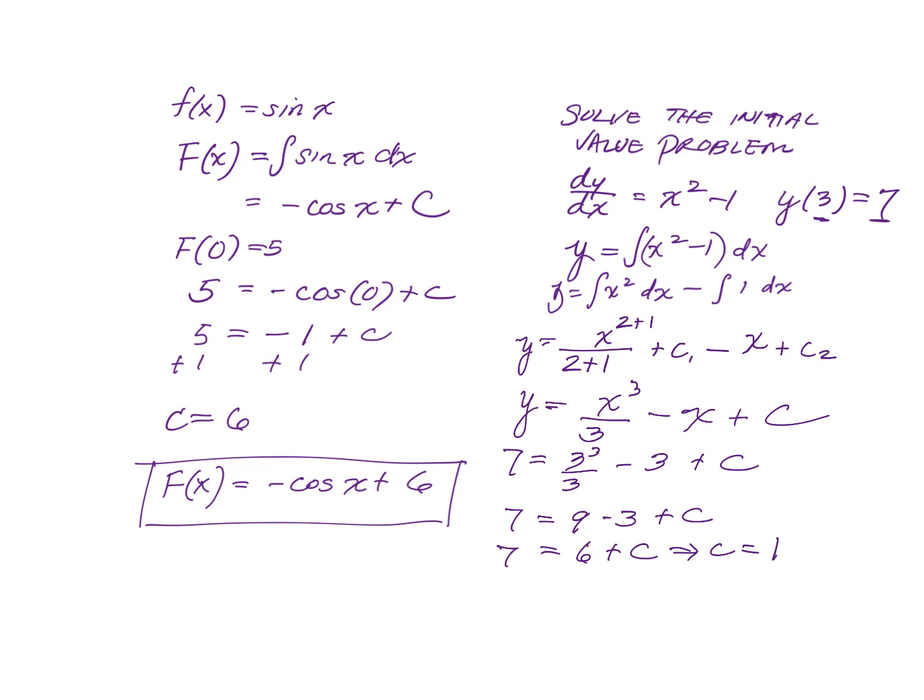So my specific antiderivative in this case, which we were able to solve for because we had an initial value, is going to be y equals 1/3 x cubed, or you can write that as x cubed over 3 minus x plus 1. And with these antiderivative problems or initial value problems, you can always check your answers by taking the derivative, and you should get back to the original problem that you were given.